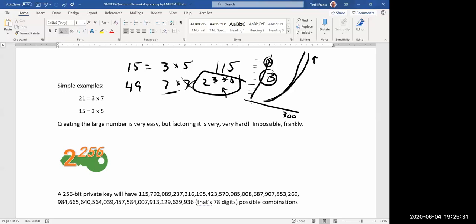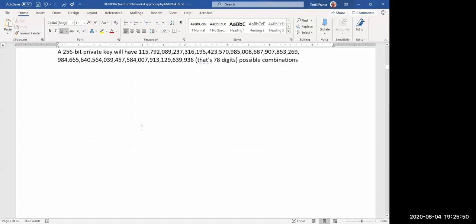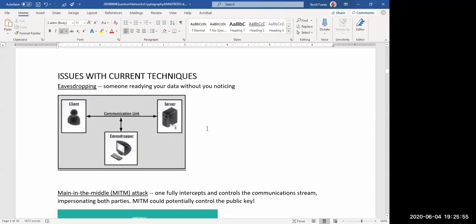But again, the key here is that creating the number 23 times 5 is very quick and easy to do, but to go the other way takes quite a while. And for our encryption today, it's essentially, we believe anyway, impossible.